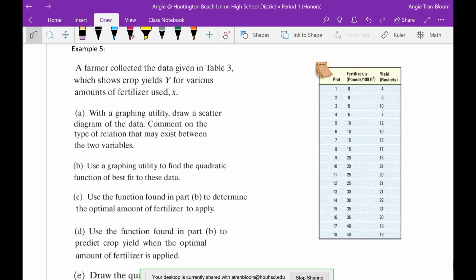Well, number one, you have like 40 and 19. You know what I mean? Yeah. So make the X max a lot bigger. Yeah.